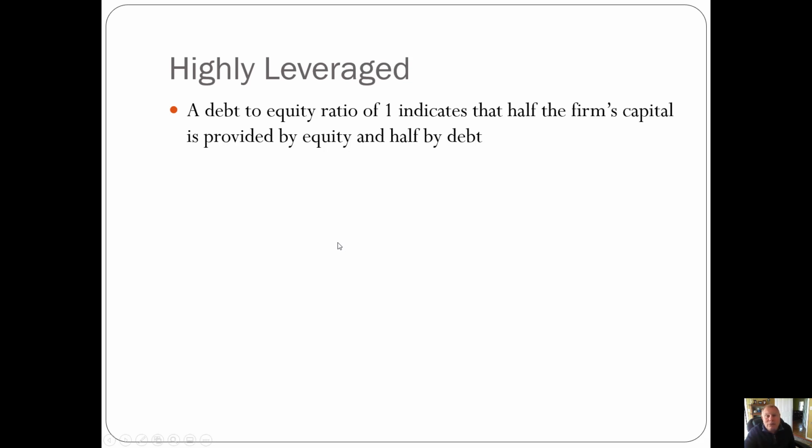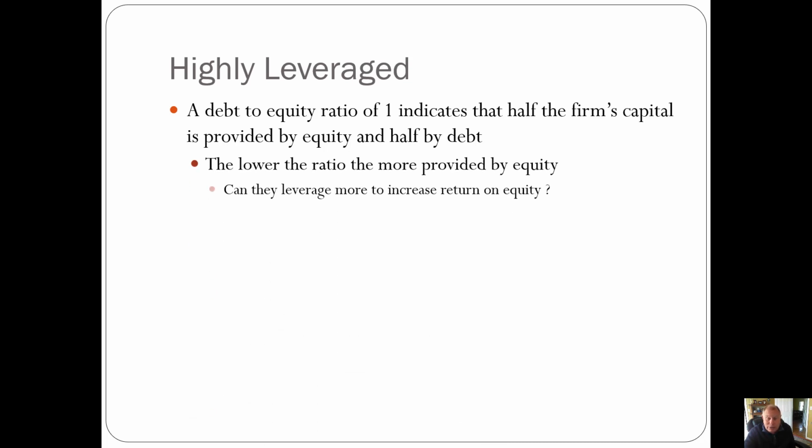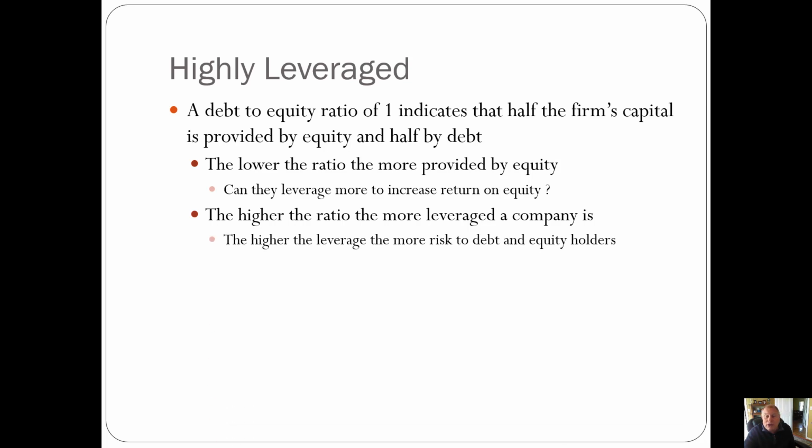A debt to equity ratio of 1 means that half the firm's capital is provided by equity and half by debt. The lower the ratio, the more provided by equity. Now, that would indicate that it is a very strong company from an equity perspective, but then the question comes up, can they leverage more to increase the return on equity? On the other hand, the higher the ratio, the more leveraged a company is, which means there's more risk to both the debt and equity holders.